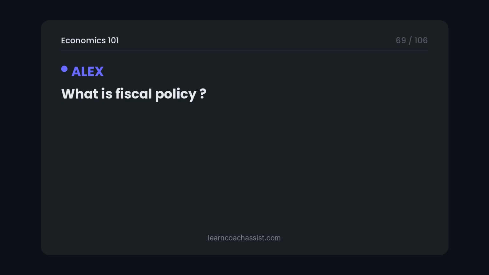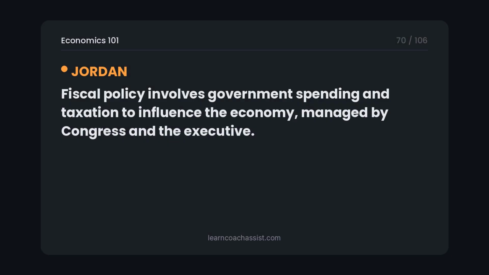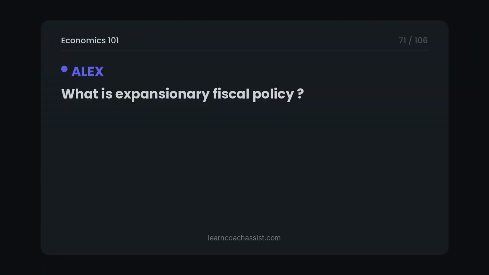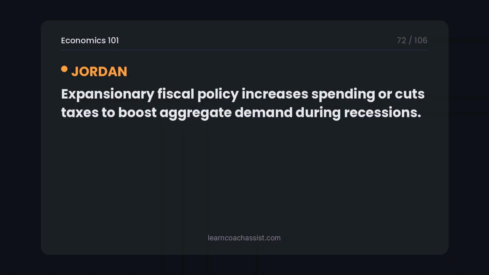What is fiscal policy? Fiscal policy involves government spending and taxation to influence the economy, managed by Congress and the executive. What is expansionary fiscal policy? Expansionary fiscal policy increases spending or cuts taxes to boost aggregate demand during recessions.